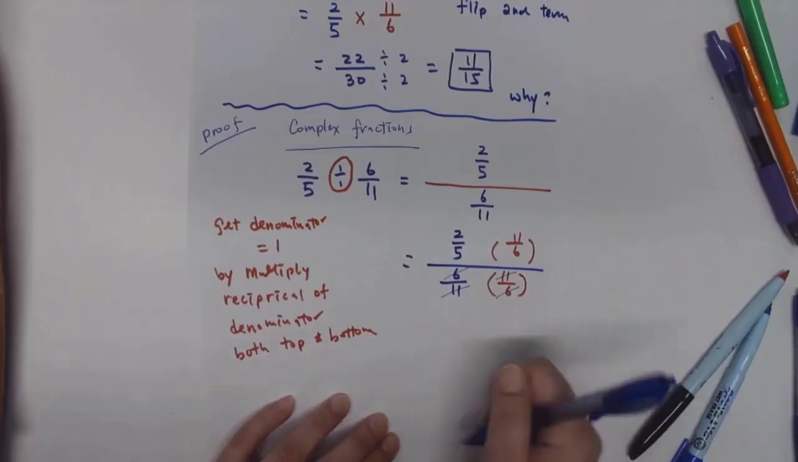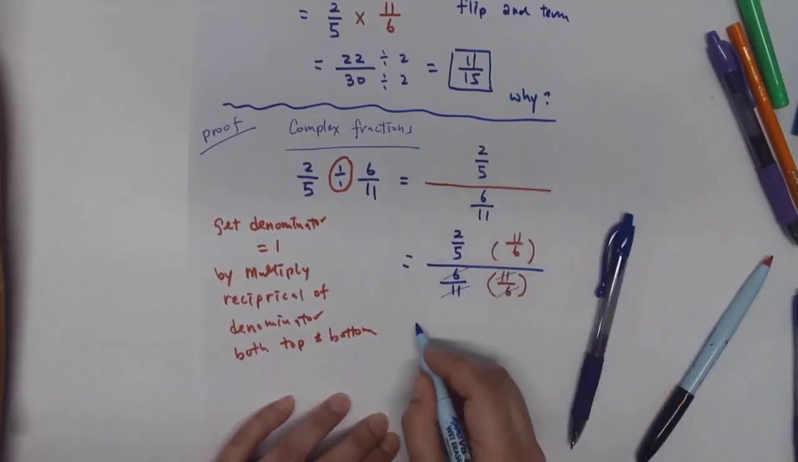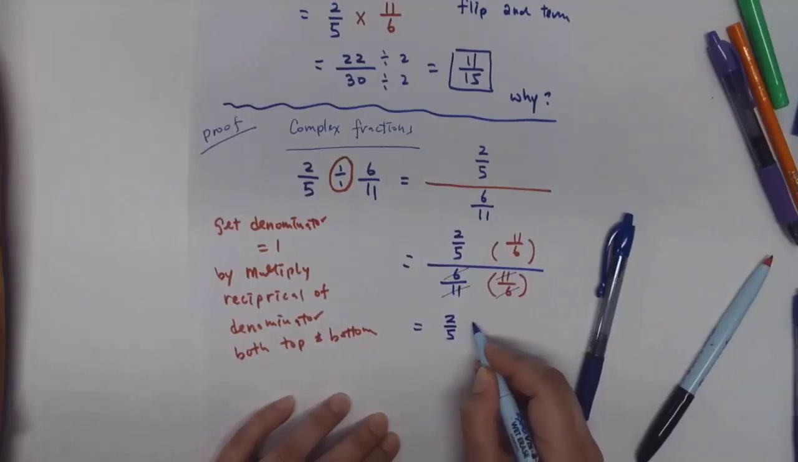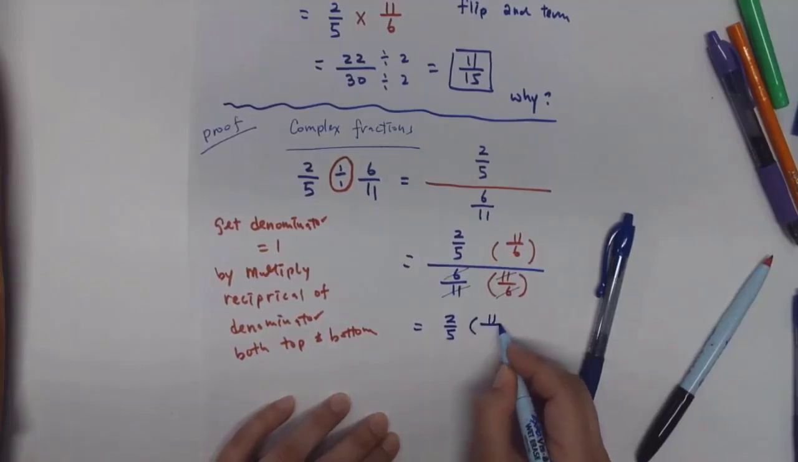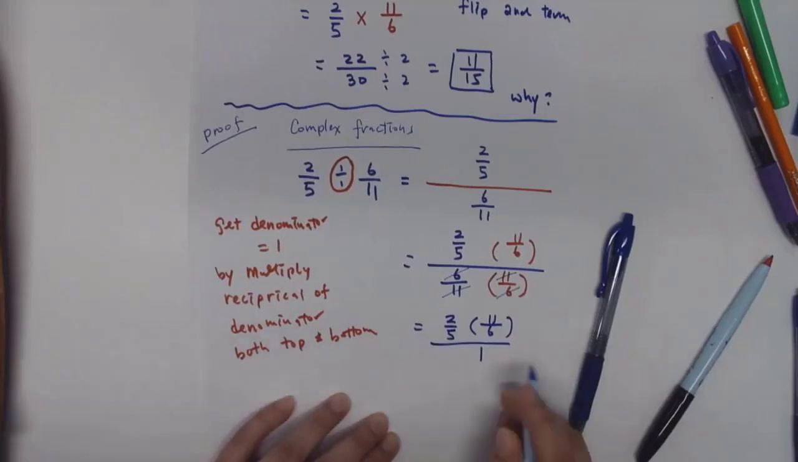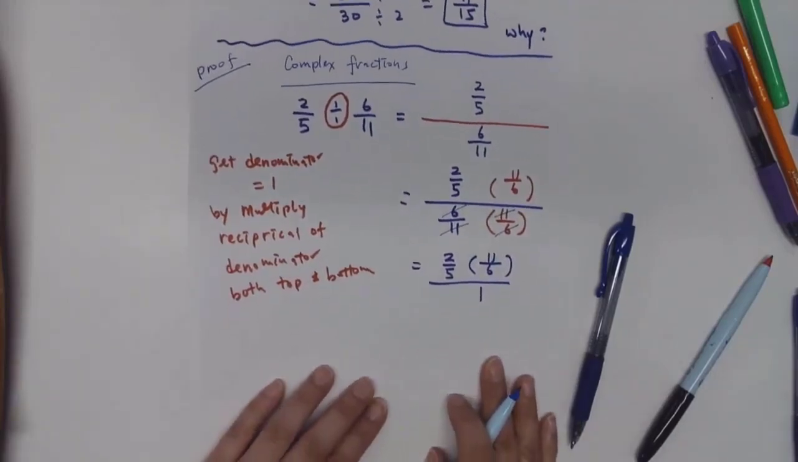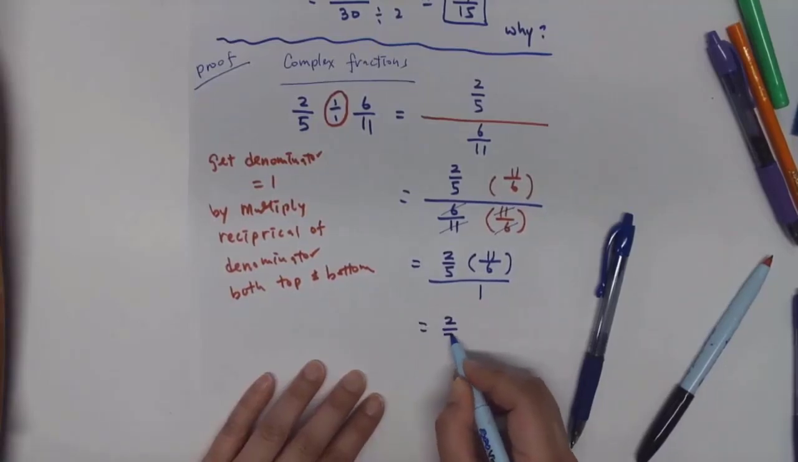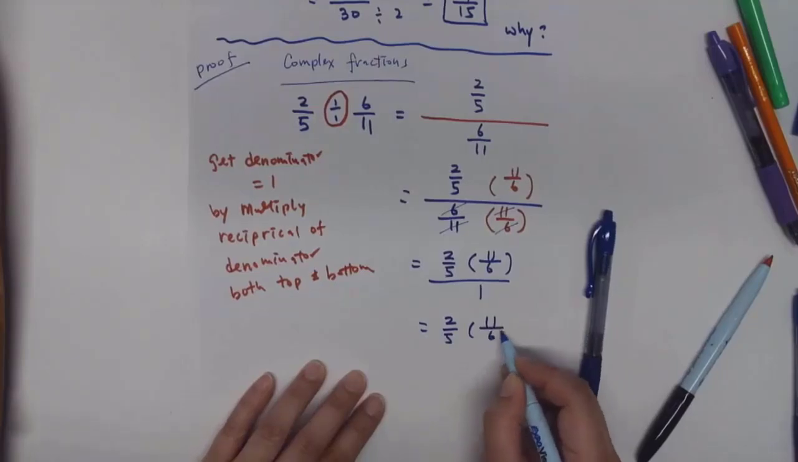So now you're going to have something like what we saw earlier, the 2/5 times 11 over 6 over 1. When you have 1 as your denominator, what does that mean? We have to write that? No. So this is equal to 2/5 multiplied by 11/6.